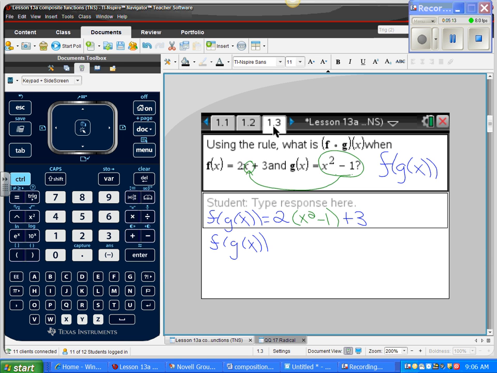So what do you think I do next? Good, I've got to distribute that, right? All right. How do I distribute it? Somebody tell me what I get. Awesome. So all I did was distribute. And then last step, combine my like terms. And now I have my composition function. That's it. Yep, got to write it every time.